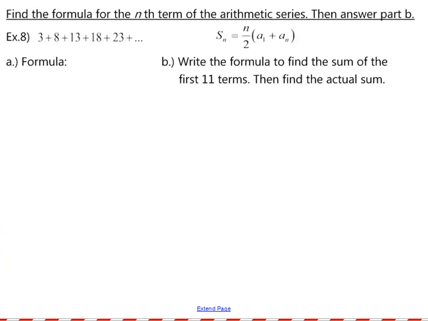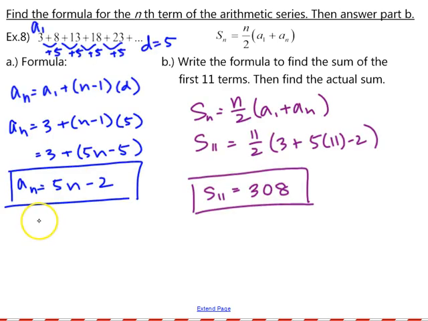I want you to try example 8 on your own and then check back with me when you're finished. Hopefully you found that the formula for the nth term was a sub n equals 5n minus 2, and the sum of the first 11 terms is equal to 308. That's it for this video on arithmetic sequences and series.